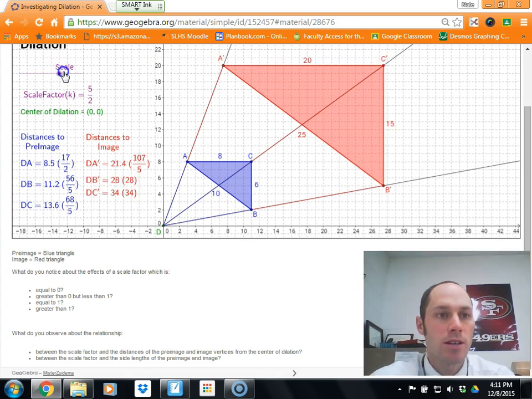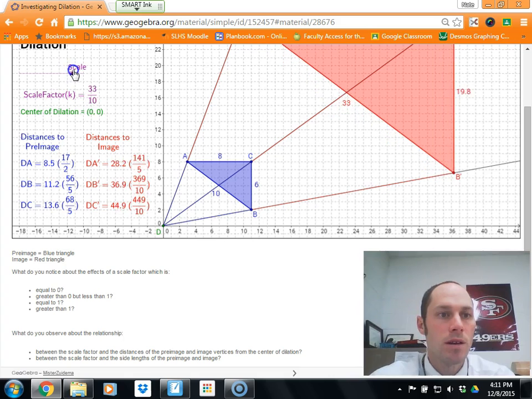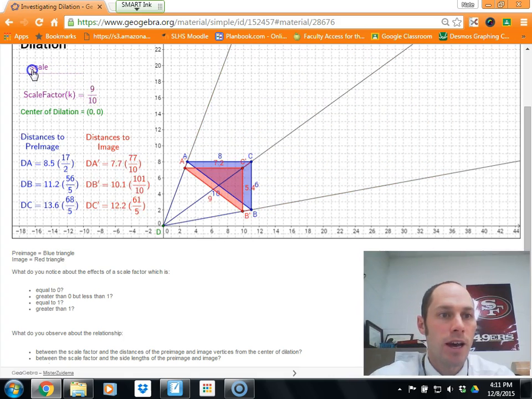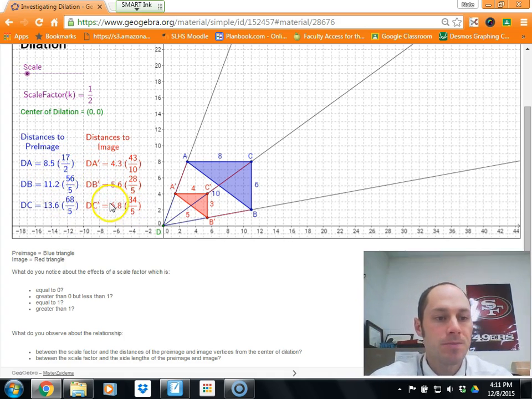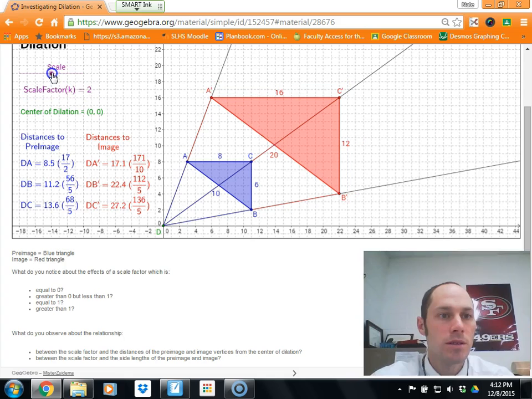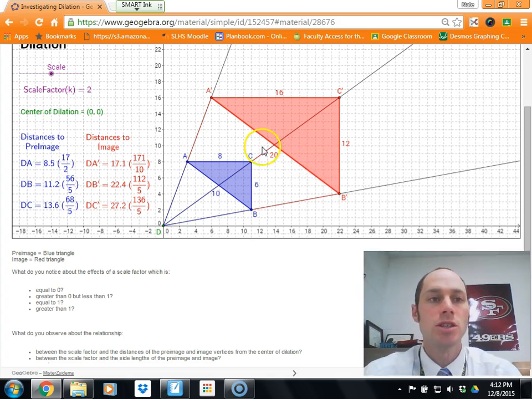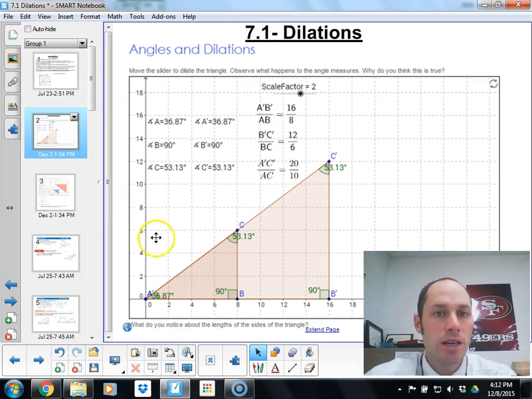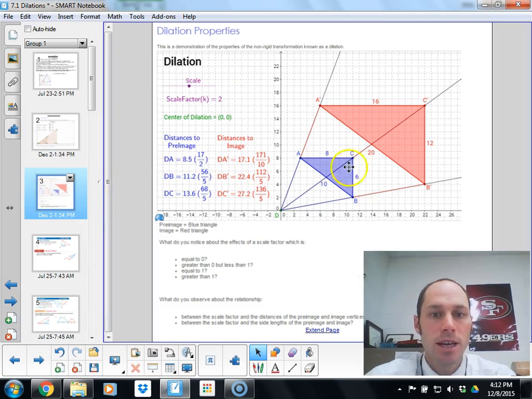If we change the scale factor even more, let's make it a scale factor of 1/2. Notice all these measurements are half. What about the scale factor in side lengths? 8 to 4, 6 to 3, 10 to 5. Those are all half as big. We make the scale factor 2: 10 to 20, 8 to 16, 6 to 12. All those get multiplied by 2. So hopefully you're starting to see the connection between scale factor and the properties that a dilation has.